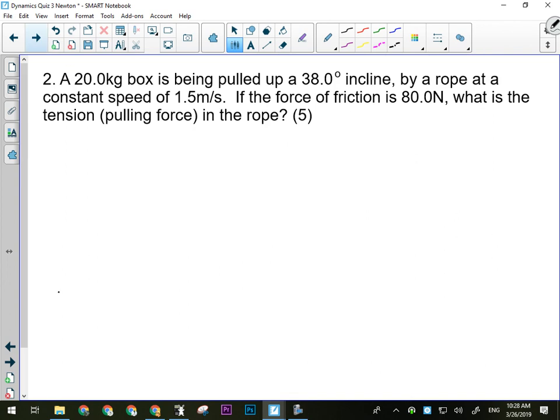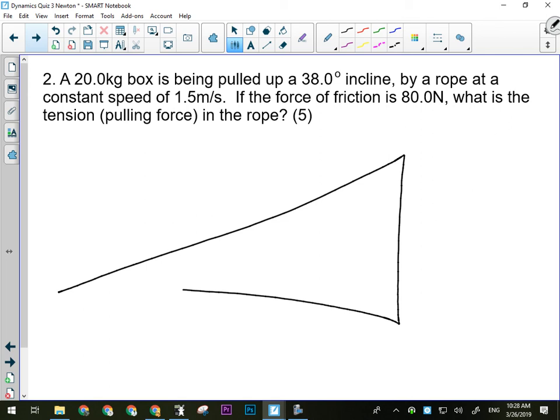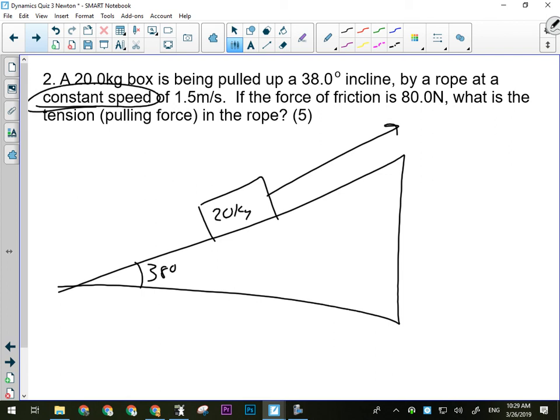Okay, question number 2. Got an inclined plane. It's 38 degrees, so it's pretty steep. Okay, we have this box that's 20 kilograms being pulled up the ramp by a rope at a constant speed of 1.5 meters per second. So that's going to be a crucial piece of information. I know that the force of friction is 80 newtons, and since it's moving up the ramp, friction is acting down the ramp. What other force is acting down the ramp?